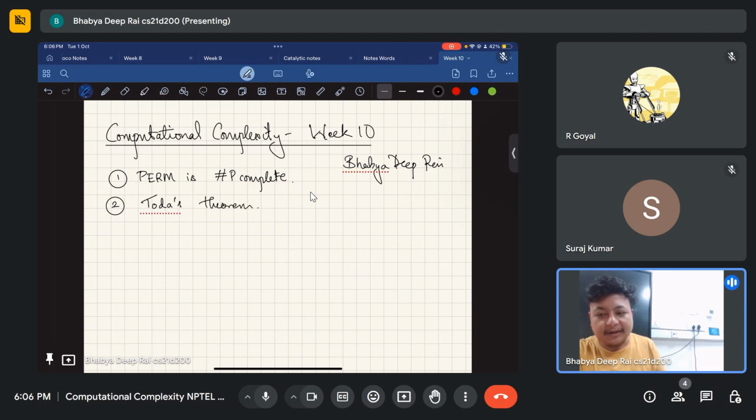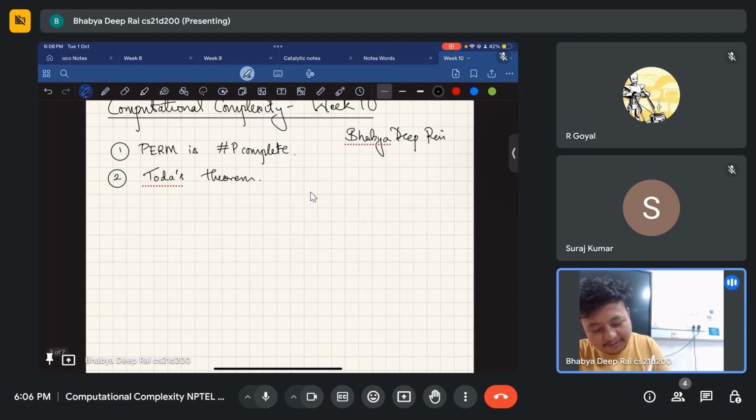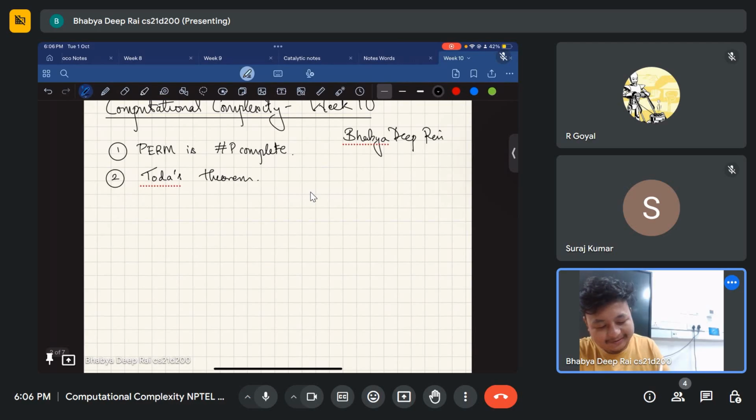Okay, and permanent is sharp P complete. And I'll talk about the sharp P class and so on. And Toda's theorem says that the polynomial hierarchy is contained in P to the sharp P. Okay. So yeah, let's go on defining what all this is.